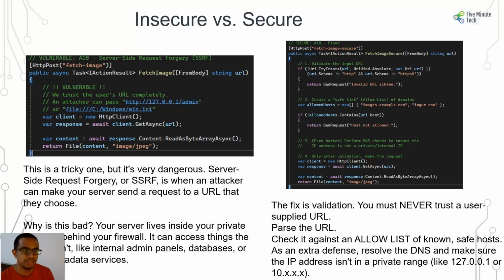You have created an HTTP client, you are awaiting a response, and then you are just reading it as a byte array async, and that is the file content, which is an image or JPEG. This is the tricky one, but it is dangerous: SSRF is when an attacker can make your server send a request to a URL that they choose. Your server lives inside your private system, behind the firewall, and the malicious user can access things which they are not supposed to access.